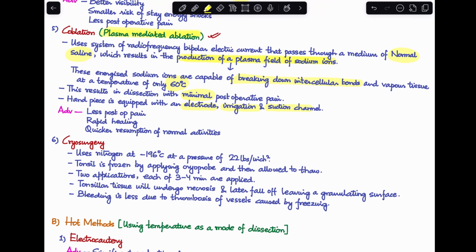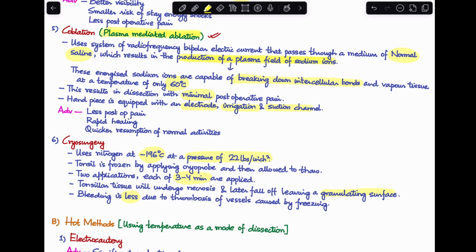What is cryosurgery? Here, we use nitrogen at a temperature of minus 196 degrees Celsius at a pressure of 22 pounds per square inch. So the tonsil is frozen by applying the cryoprobe and then we allow it to thaw out. So two applications are made, each of 3 to 4 minutes. The tonsillar tissue will undergo necrosis and later fall off, leaving behind a granulating surface. Again, this is a very good method because bleeding is very less in this case, and this is its advantage. And bleeding is less because of the thrombosis of vessels, which is caused by freezing.